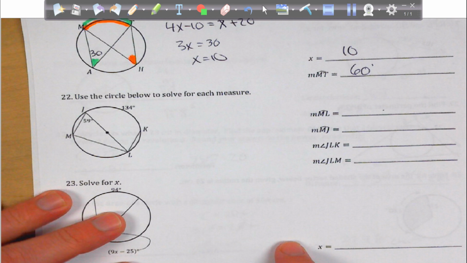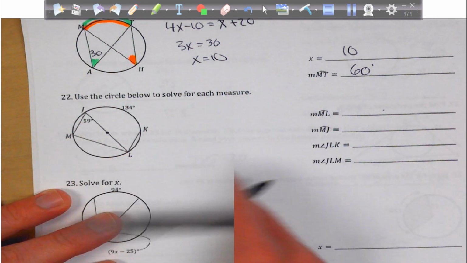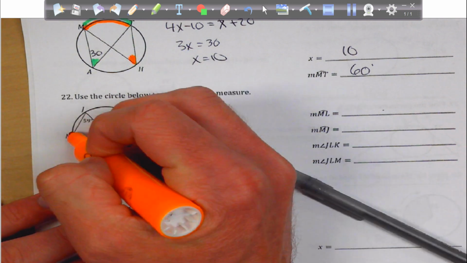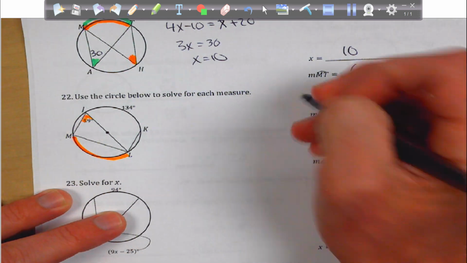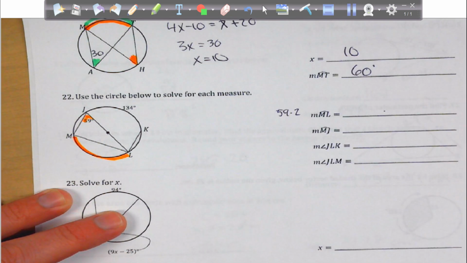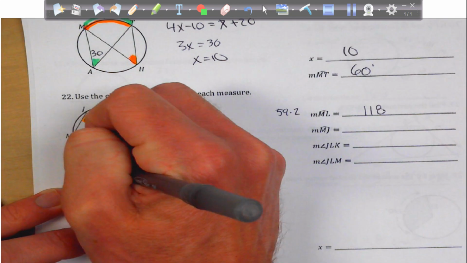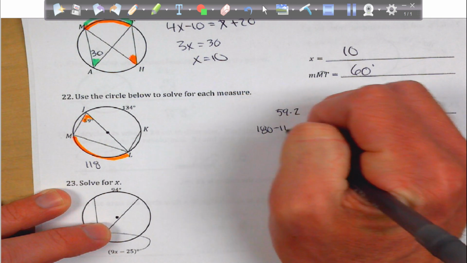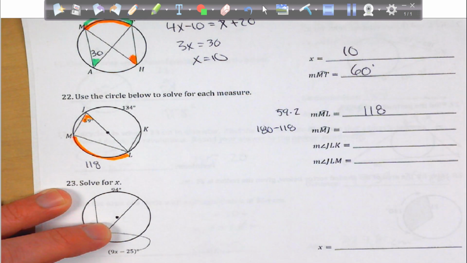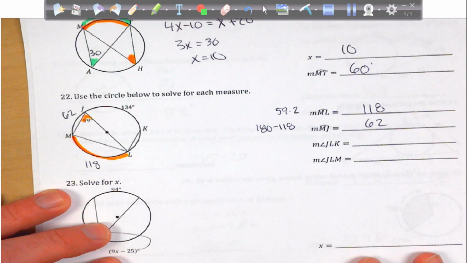Use the circle below to solve for each measure. ML is this piece right here. Well, I can see right away that ML is opened up by that inscribed angle. So if I just take 59 and double it, I should get my arc measure. If I can use my calculator appropriately, 118. So that's 118. MJ is what's left over of the 180. So if I do 180 minus 118, I should be good to go with 62. Notice I always draw it into my picture once I'm done.